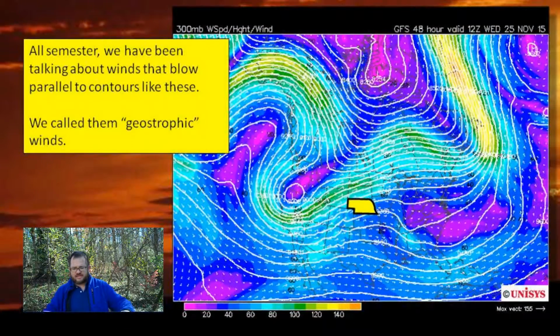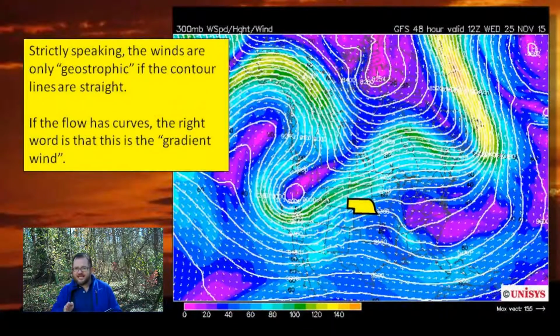We've been looking at some set of contours, and we say the wind is going to blow parallel to those contours. And we kept throwing around this word geostrophic, both in the lecture and in the lab. We say that winds are geostrophic when they're following the contours. Strictly speaking, that's not exactly right. Strictly speaking, the winds are only called geostrophic if the isobars or the height contours or these lines that are on the map are straight.